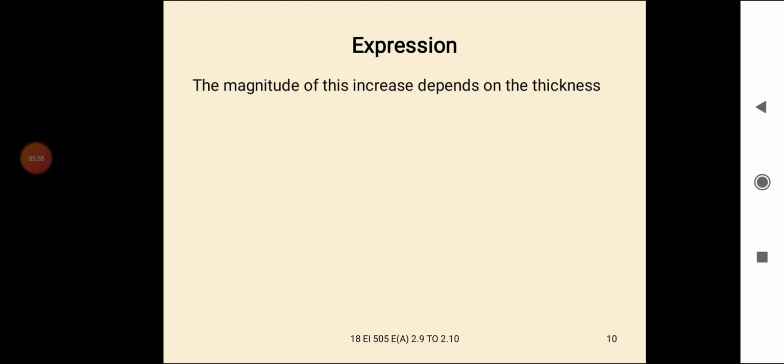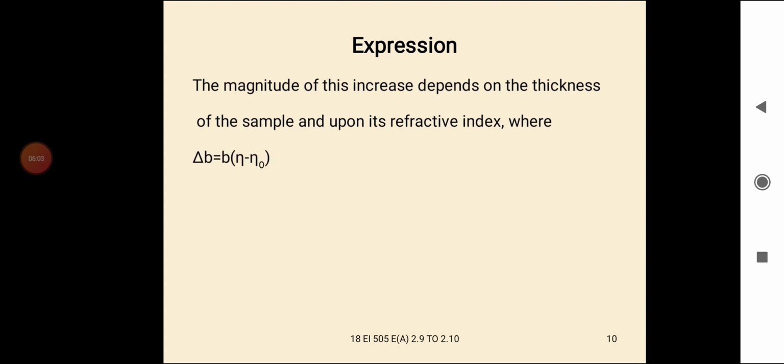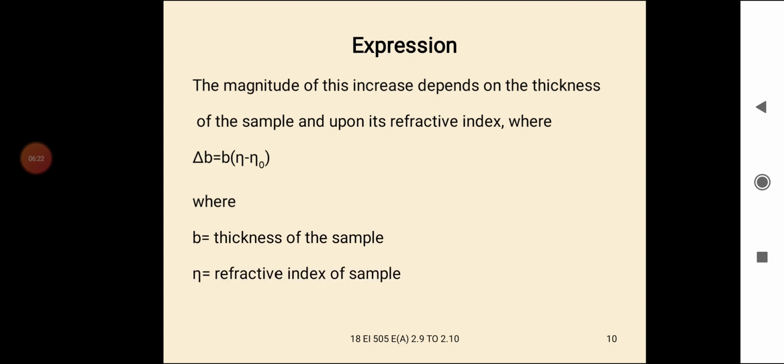Expression: the magnitude of this increase depends on the thickness of the sample and upon the refractive index, where delta B is equal to B of eta minus eta naught. B is the thickness of the sample, eta is the refractive index of the sample, and eta naught is the refractive index of the medium, which may be air.